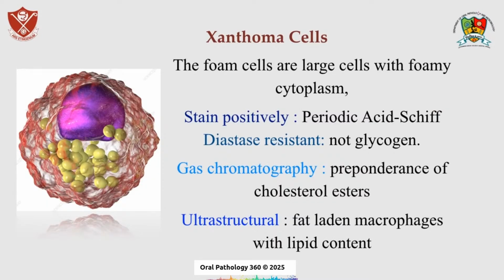These xanthoma cells are foamy cells, they are large cells, they stain positively with periodic acid-Schiff stain, they are diastase resistant, they are not glycogen rich. On gas chromatography, they have a preponderance of cholesterol esters, and ultrastructurally, they may show fat-laden macrophages with the lipid content.